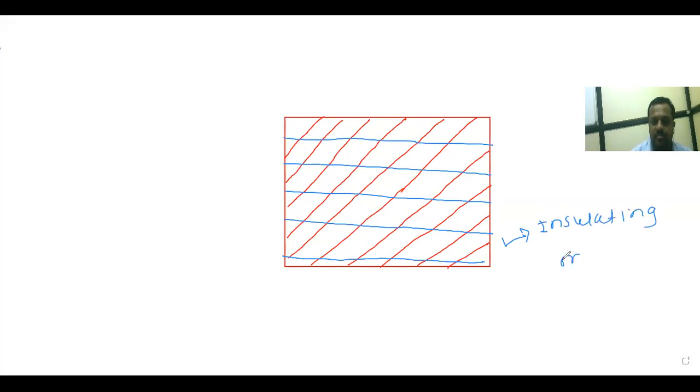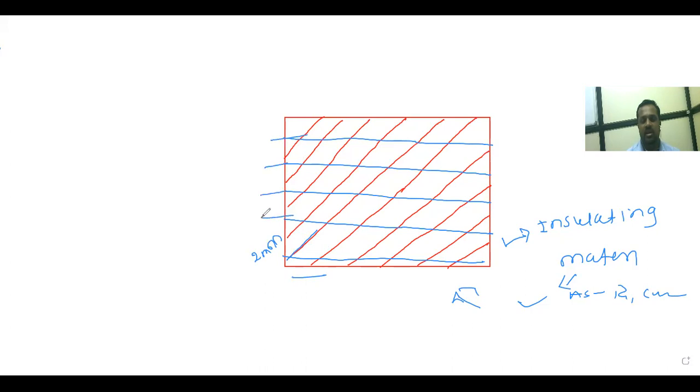Insulating material includes asbestos, rubber, and cork. This is the conventional representation for the insulating material. And how have we drawn this? First of all, we draw one square. Inside that square, we draw the inclined line at 45 degrees with line spacing of 2 mm, and then we draw the horizontal line. This is the conventional representation for the insulating material. Understood? Yes.